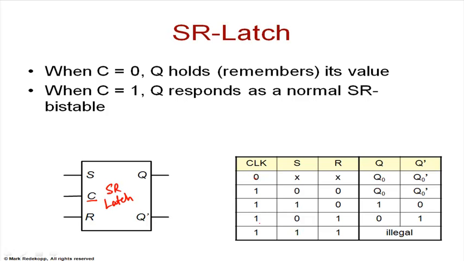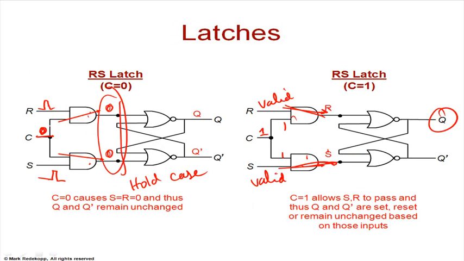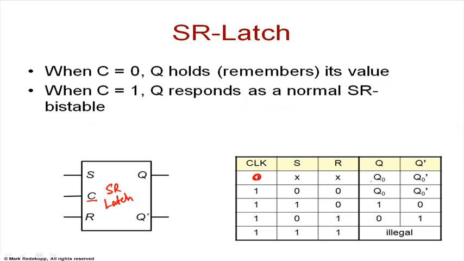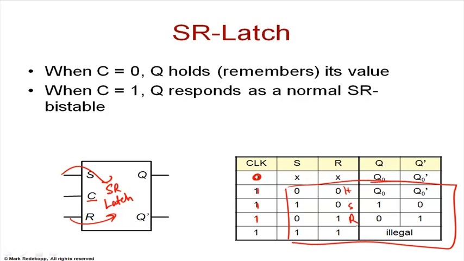And you can see the truth table. Again, when the clock is 0, this 0 causes zeros to get to the internal bistable, and we're going to hold. When the clock is a 1, then S and R just get through and affect the bistable, so what you have is our good old bistable truth table. 0, 0 is the hold case. 1, 0 is the set case. Reset, illegal. So it's simply a bistable where we can choose to ignore the inputs and hold when the clock is 0.